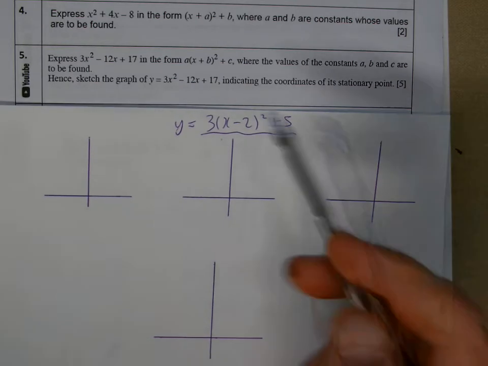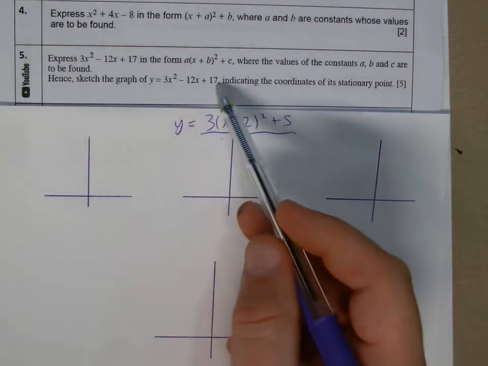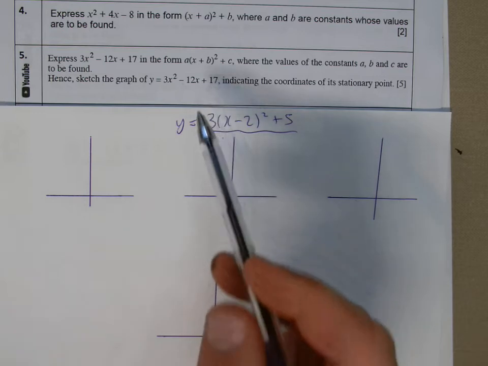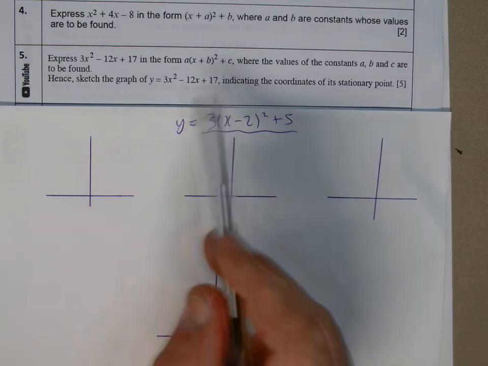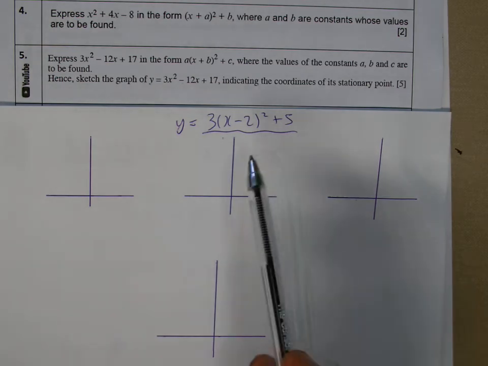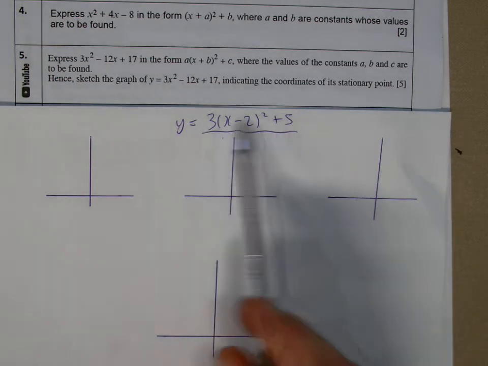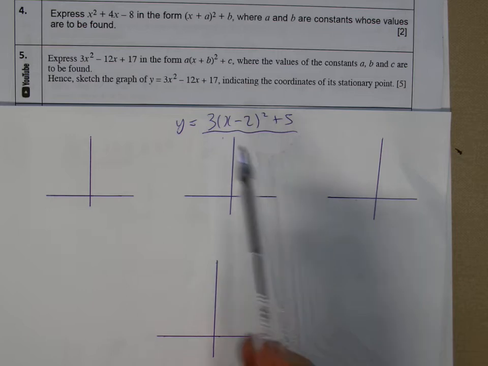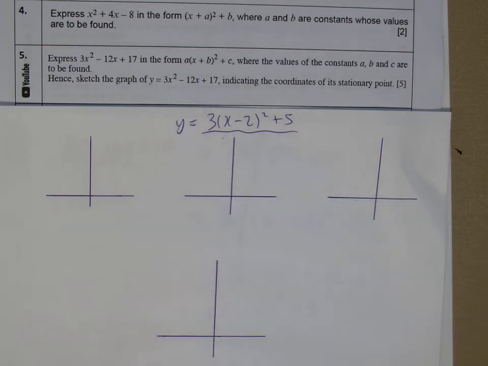So it says then, hence sketch the graph of this here, right? y equals 3x squared minus 12x plus 17. And that's quite hard to draw, isn't it? You don't know where it's going to be. You know it's a parabola, but where on earth is it, okay? But if we use the completed square format I've just got here, we can actually draw this graph quite quickly, okay?